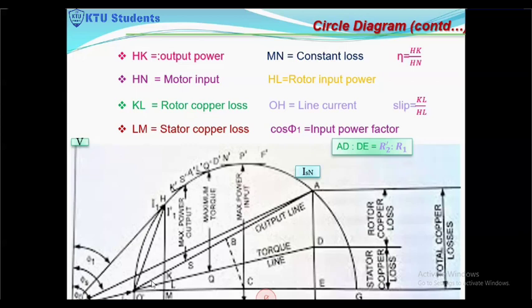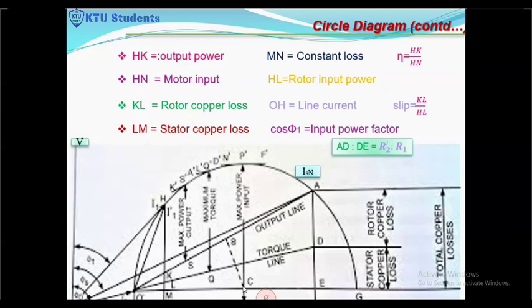How will you find the maximum output? You have to draw a line parallel to the output line that is tangential to the semicircle, and you have to get the exact point. To get the exact point, you have to draw a line from the center C perpendicular to the output line and extend it to meet the point.